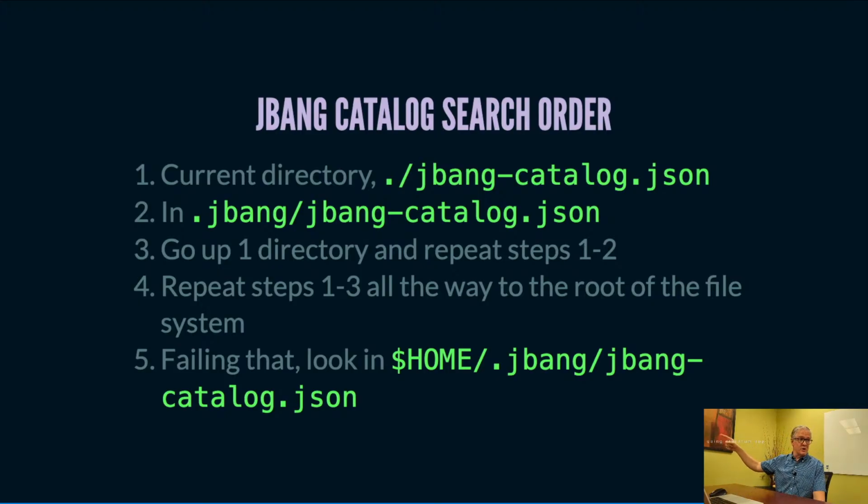As you can see, in step 4, it's going to do that until it gets all the way to the root file system, until it finds something. Kind of like Git will keep crawling up until it finds the .git directory. Same kind of concept there. Failing that, it's going to look in your home directory, .jbang. If you're already in your home directory, it'll catch that in steps 1 through 4.